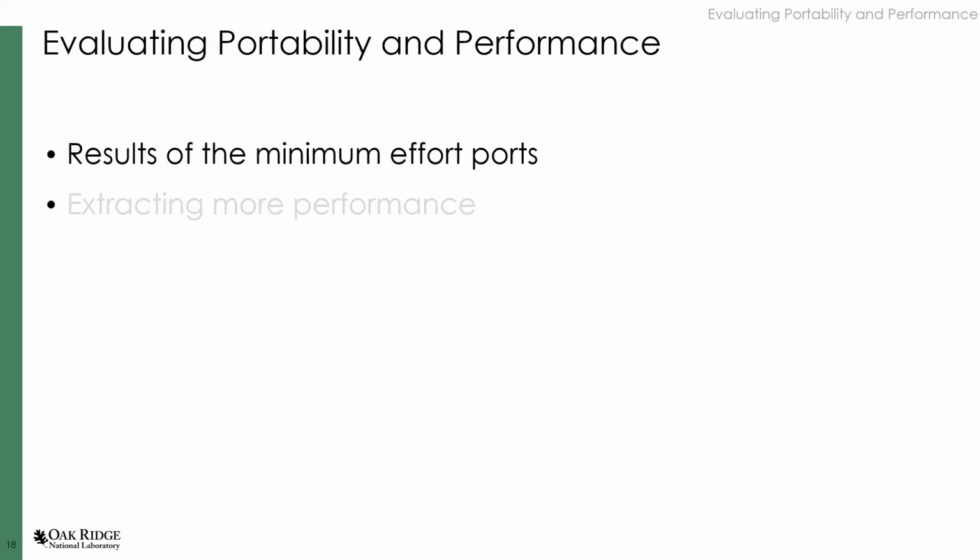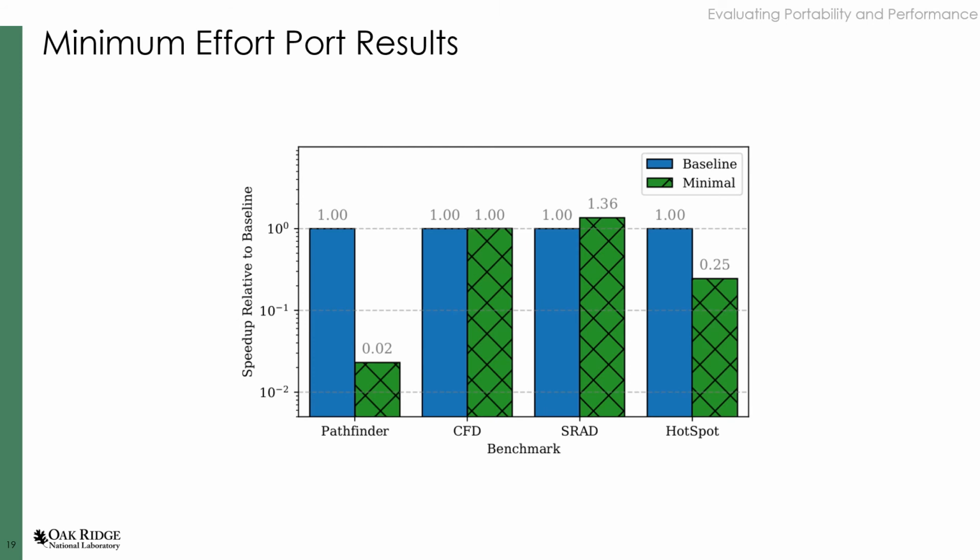In this section, we evaluate the results of performing the ports of the Intel OpenCL FPGA kernels to Xilinx ones as detailed in the previous section. The FPGA card used in this work is the Xilinx Alveo U250 Data Center Accelerator card. We will first discuss the results of the minimum effort ports. This figure shows the performance of the minimal effort ports of the most performant Intel kernel versions ported to a Xilinx FPGA.